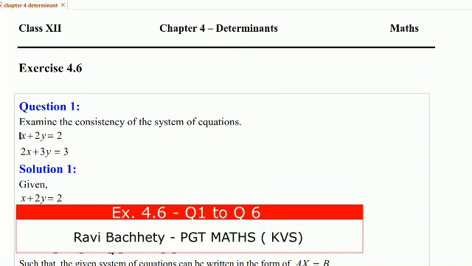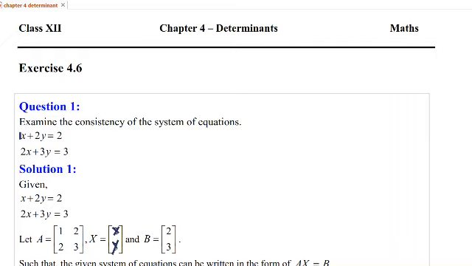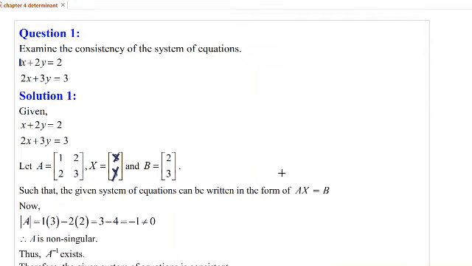We are doing exercise 4.6 in this video. This video is about finding the solution of a system of linear equations using determinants. So watch this video carefully. This exercise is very important if we talk about CBSE exams. So let us begin. First of all, question number 1.